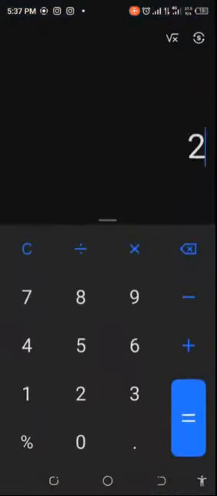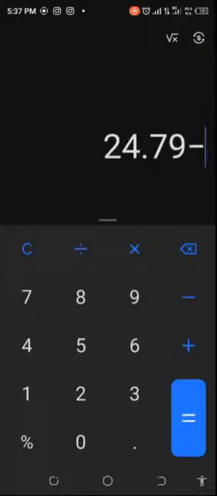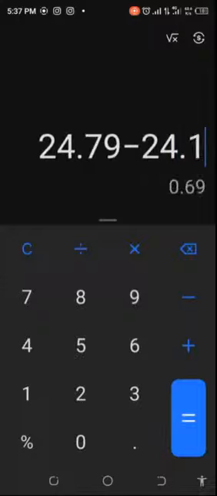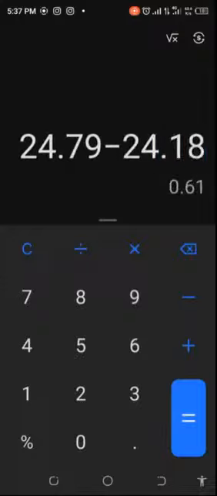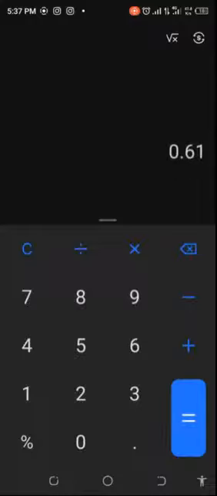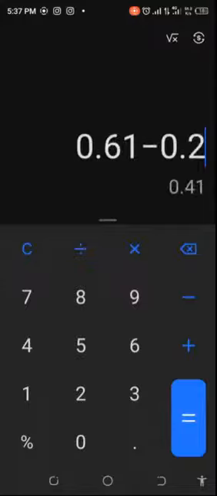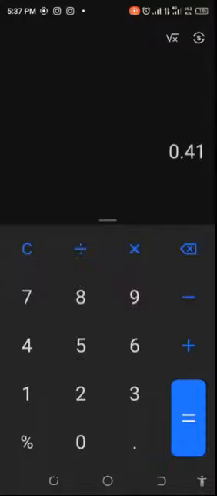So let me do 24.79, sorry, did I say 79? Yes, minus, okay, 24 plus 18. Okay, we'll make 61 cents, but don't forget, the withdrawal fee is 20 cents, so we must take out the withdrawal fee first. Then we must also take out transaction fees.